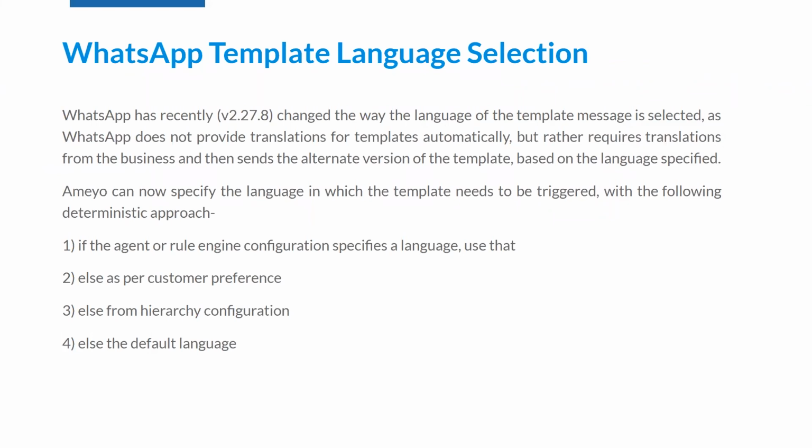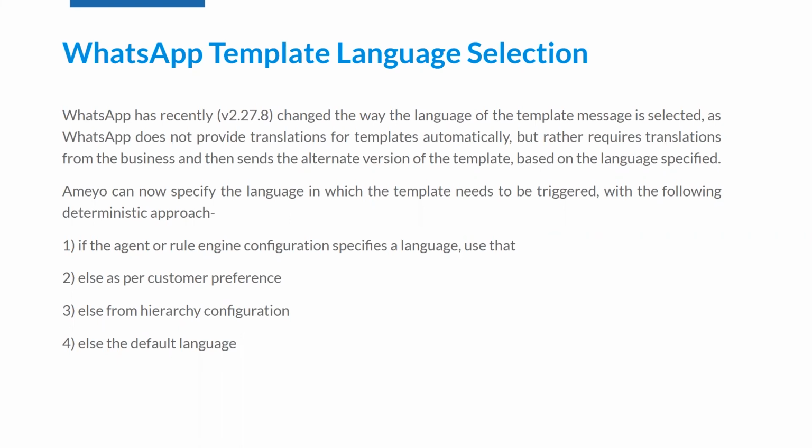Next step is WhatsApp template language selection. Now, just like the Ameyo system messages can go in the default languages, WhatsApp languages can now also be set. So when you are actually creating a template, you can create a multilingual version of it. For example, let's just say we talk about English and French.